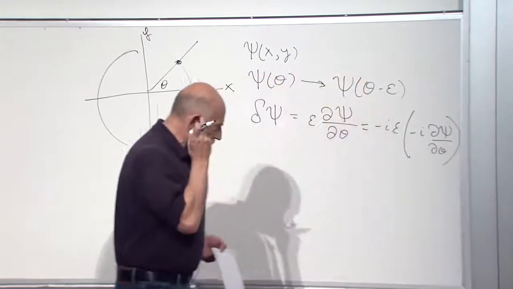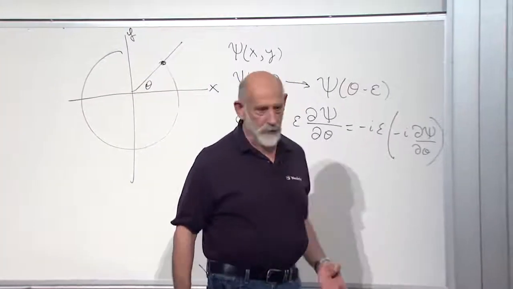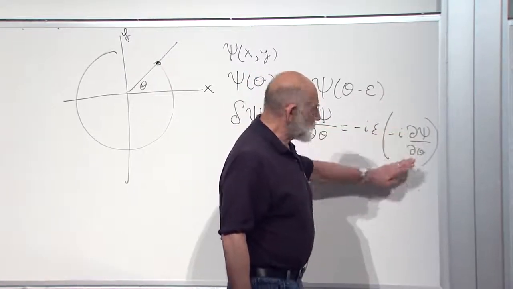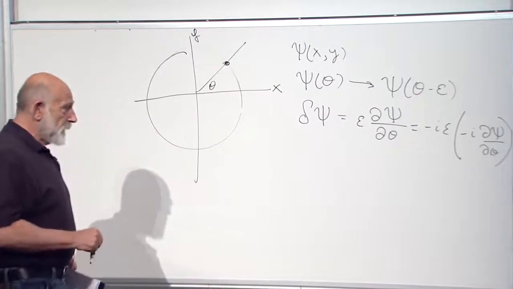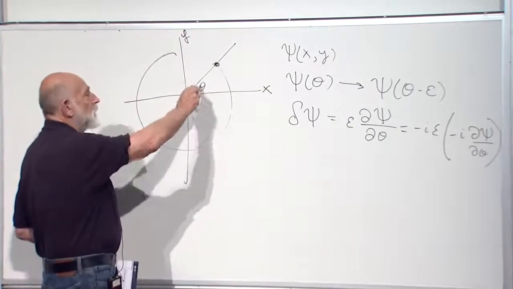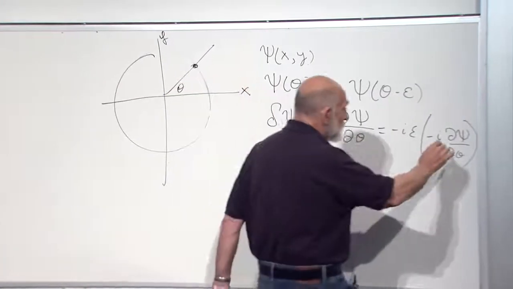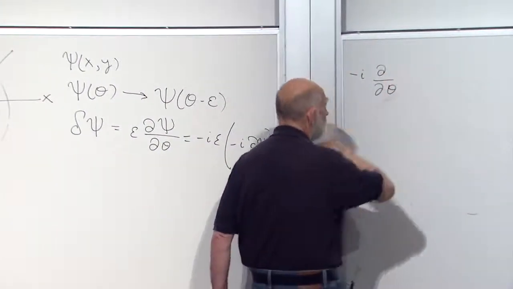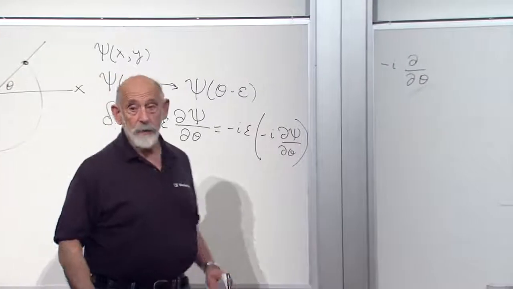Now, I've put those i's in there because I want you to remember ordinary momentum. Ordinary momentum is described by an operator which is minus i d by dx. Angular momentum is basically the same as momentum, except the coordinate is angle instead of linear position. The operator is minus i d by d theta, a linear, Hermitian operator. The i is there to make it Hermitian. Without the i, it would not be Hermitian.